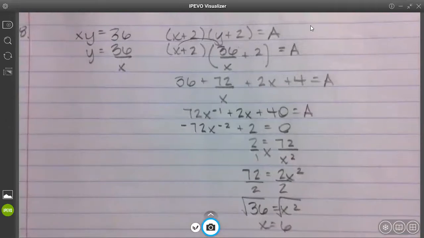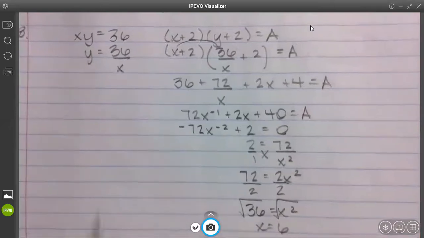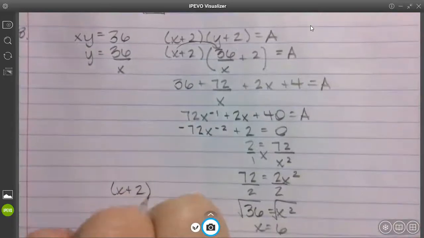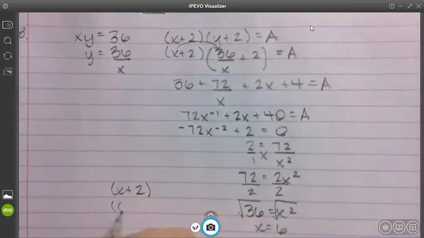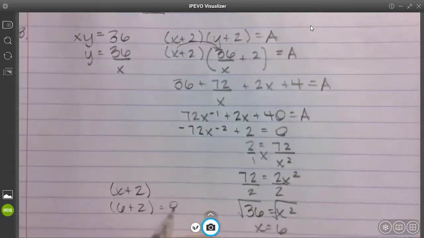Remember that when you square root a number, you get a positive and a negative, but since we're talking about dimensions of a page, a negative number will not work in this case. So 6 is your print margin. Remember, we had to do x plus 2 to get your total. So 6 plus 2 equals 8.